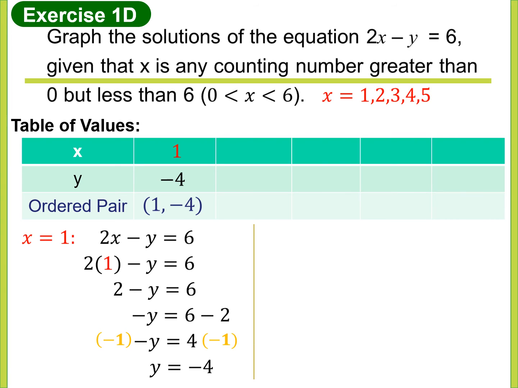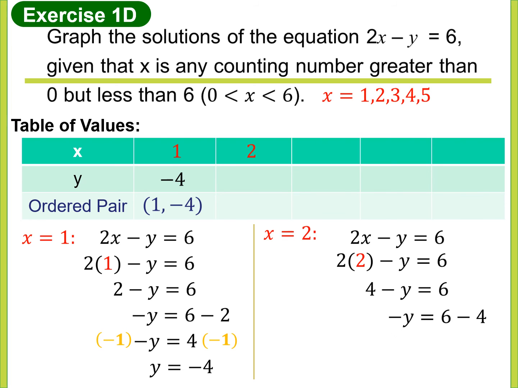Now let us have the second value of x, which is equal to 2. In here, we are going to copy the equation 2x minus y equals 6, and then substitute 2, and then 2 times 2 is 4, then transpose 4 to the other side. We have negative y equals 6 minus 4. So from here, 6 minus 4 is equal to 2.